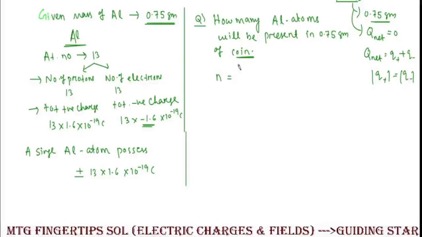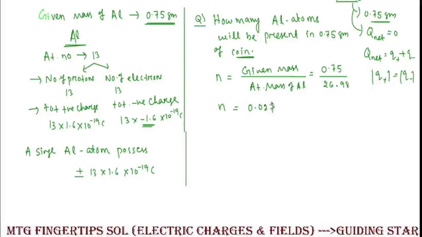So n is nothing but the given mass divided by the atomic mass or molecular mass. Here the atom is given, so we take the atomic mass of aluminum. The given mass is 0.75 gram. It is made up of single atoms. The atomic mass of an aluminum atom is approximately 26.98 gram. If we do the calculation, it comes out to be 0.027, this many moles.